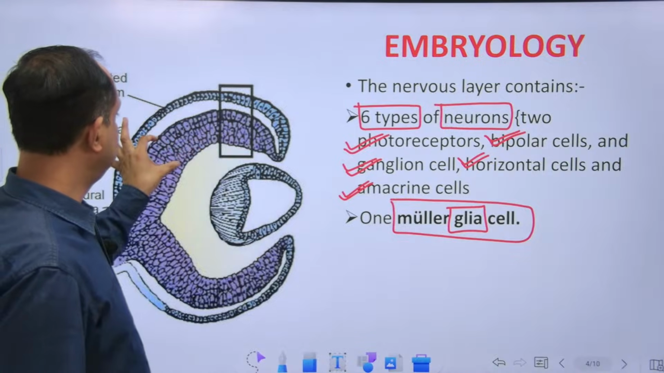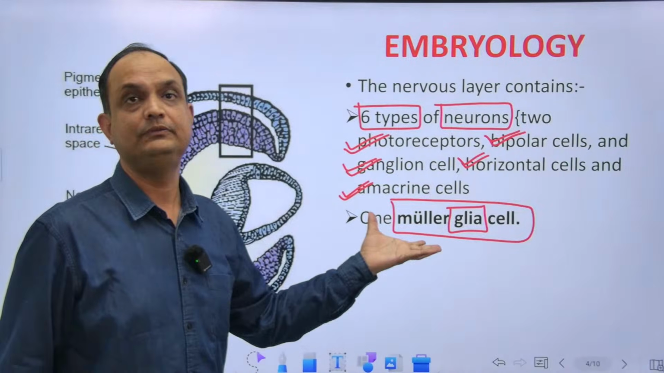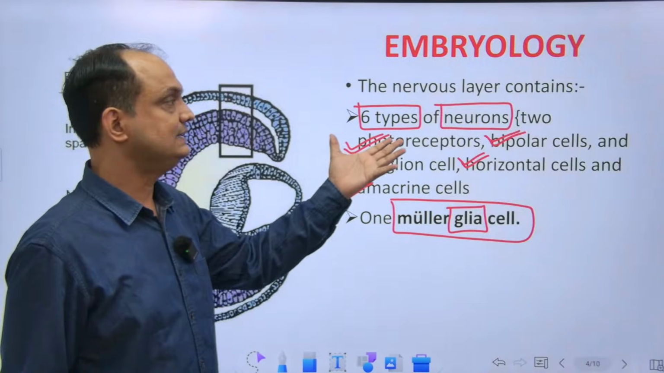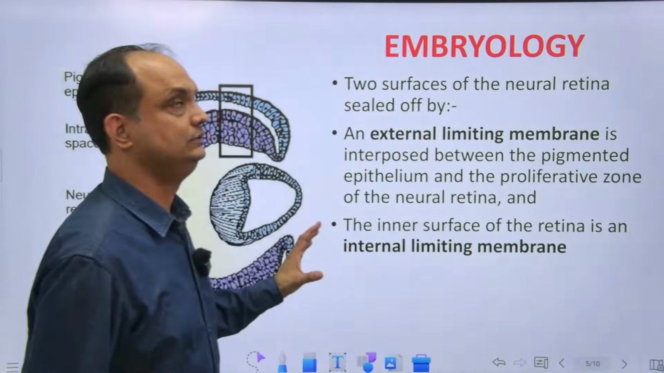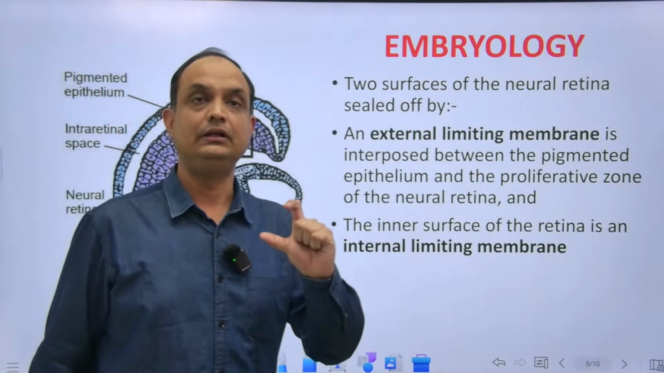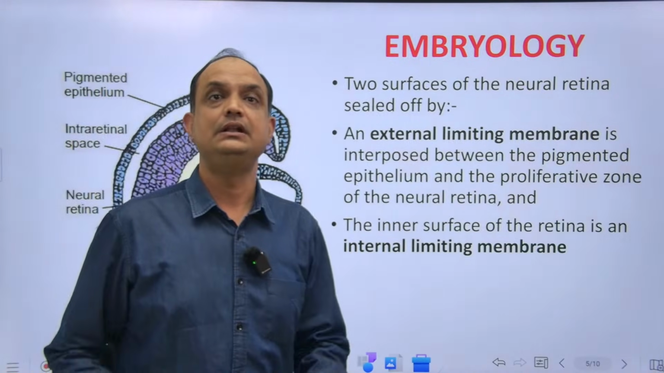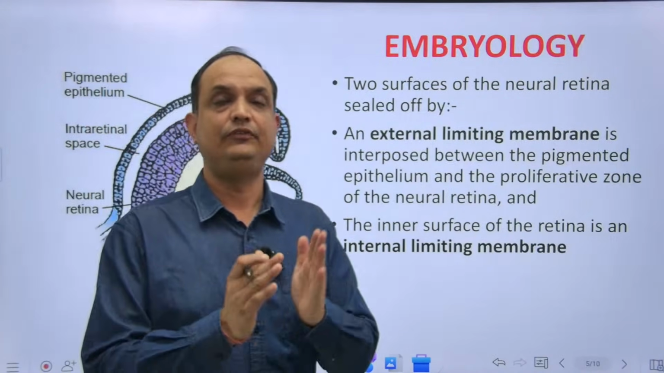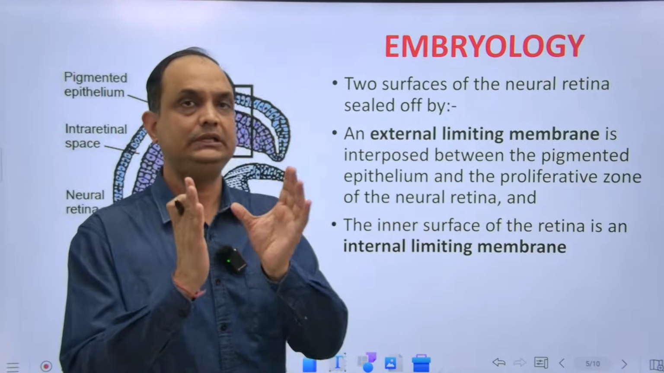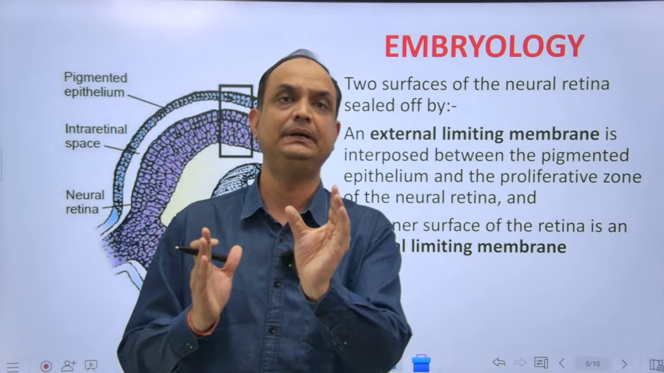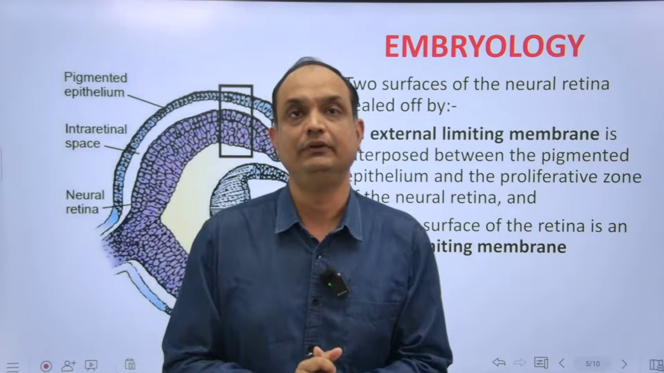So the inner layer of the optic cup gives rise to how many types of cells? 7. Out of that, 6 are neurons and 1 is a glial cell. Now, dear students, the important thing is that this developing neuronal layer is now going to be sealed with two limiting membranes. It is just like you are making a sandwich. In the middle portion, you have some filling material like potato or some salad, and you have 2 slices of bread.